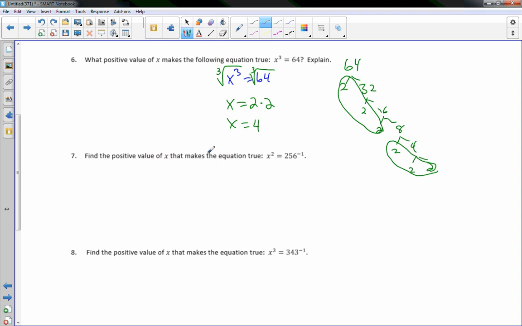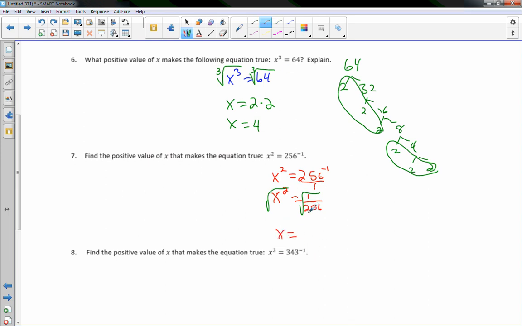Find the positive value of x that makes this equation true. x squared equals 256 to the negative 1. Now we're going way back to Module 1, back in September or even August, and we cannot have negative exponents. So the rule says to take the inverse, so think of this as over 1. So this is going to equal 1 over 256 to the positive 1, or just 256. So I have x squared equals 1 over 256, and to solve for squares, I take the square root of both sides, and I get x equals.